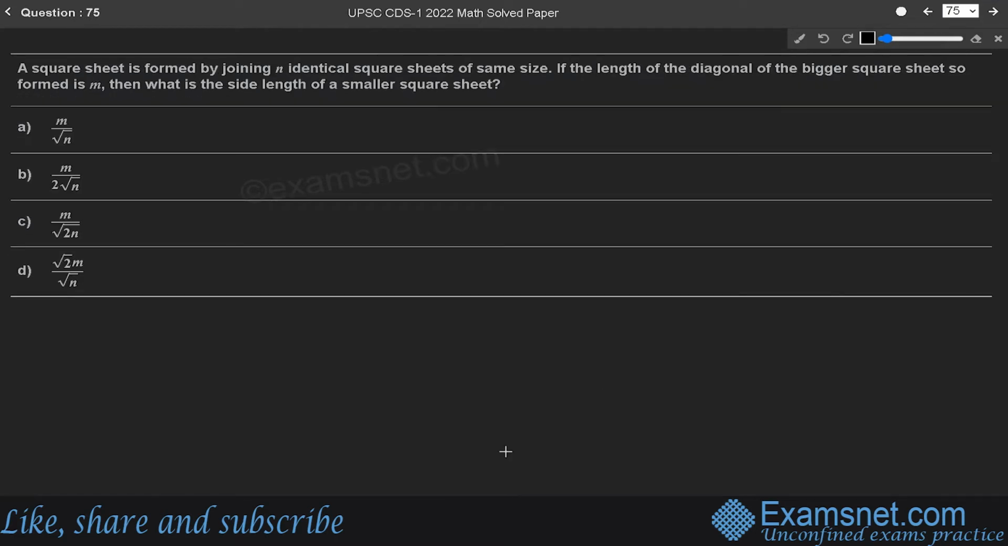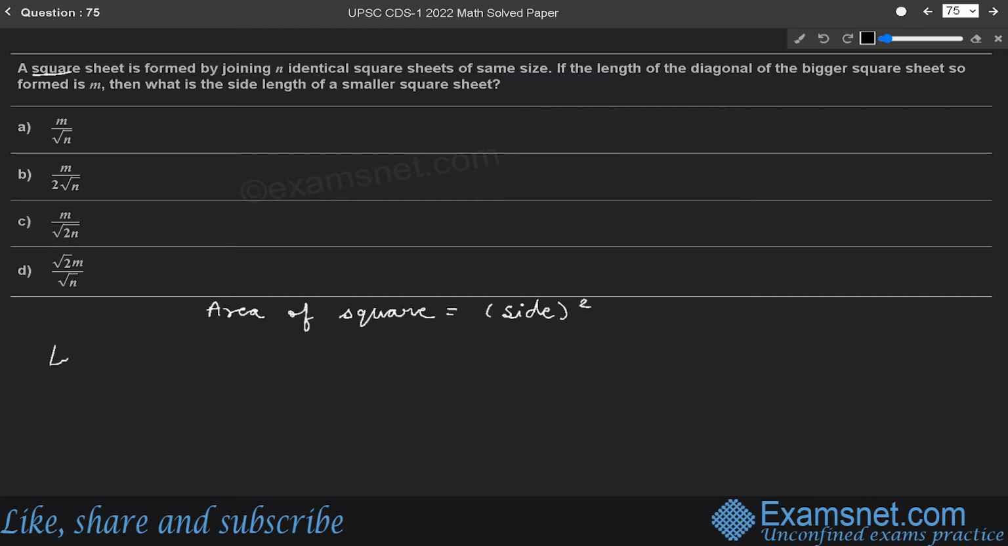Next question is, a square sheet is formed by joining n identical square sheets of same size. If the length of the diagonal of the bigger square sheet so formed is m, then what is the side length of a smaller square sheet? The question is all about squares. So first let us write the formula for area of square. We know that area of square is equals to side square.